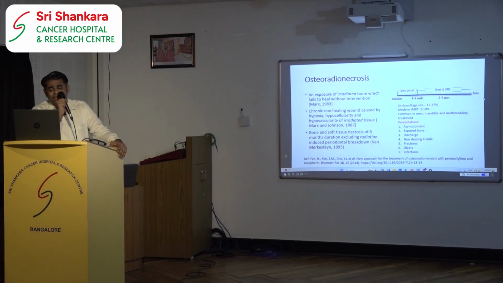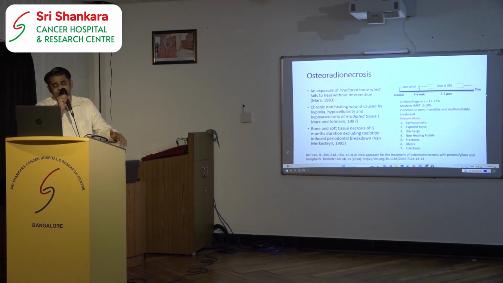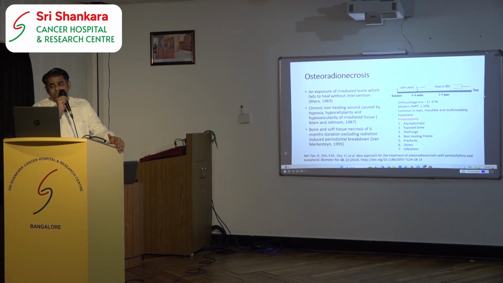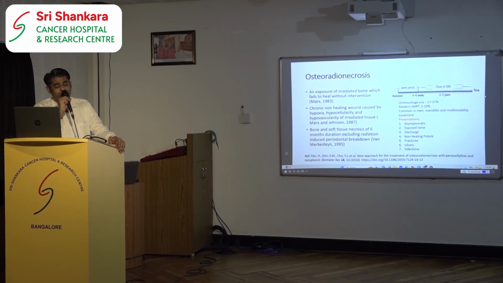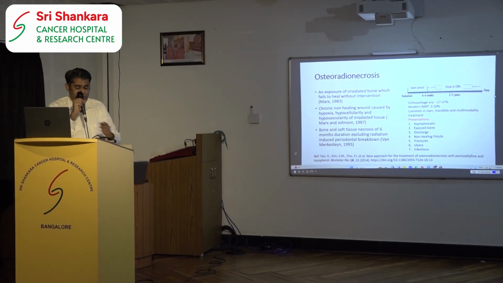It can occur as early as around 3 months to up to 3 years. Most of the time it occurs within 3 years. But the patient who has received curative radiotherapy for head and neck cancer is susceptible to osteoradionecrosis throughout his life. The incidence used to be around 17 to 37% in the orthovoltage era, where cobalt-60 or the older radiation technology was used. With modern IMRT techniques, the incidence hovers between 2 to 10%, and generally it is less than 5%.